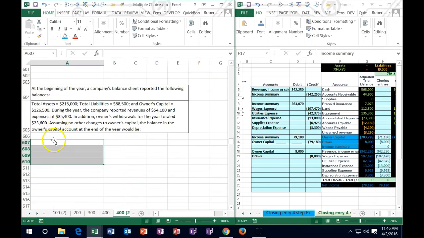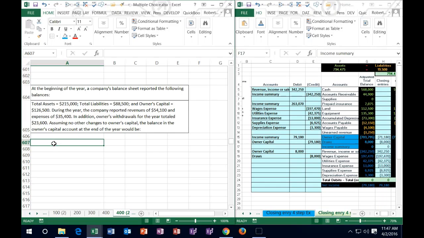So next one we have here: at the beginning of the year, a company's balance sheet reported the following balances. We have assets of 215, liabilities 88.5, equity of 126.5. During the year, the company reported revenue 54.1, expenses 35.4. In addition, owner's withdrawals for the year total 23.6. Assume no other changes to owner's equity. The balance in the owner's equity account at the end of the year would be.